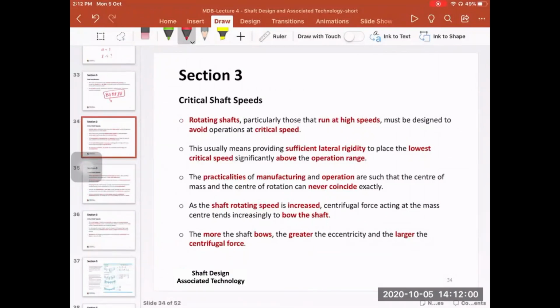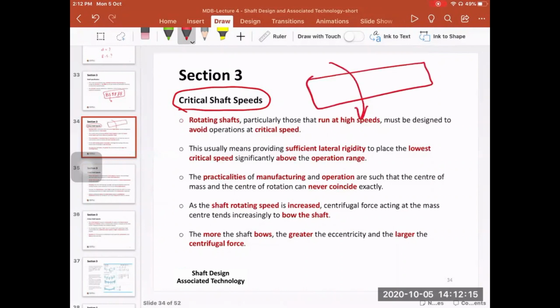After you calculate the diameter of the shaft, you just need to think also about the critical shaft speed. So this shaft is going to rotate, right? In our case, the shaft rotates with a specific RPM, okay? So we just want to make sure that this RPM is less than what's called N critical, the critical speed of the shaft.